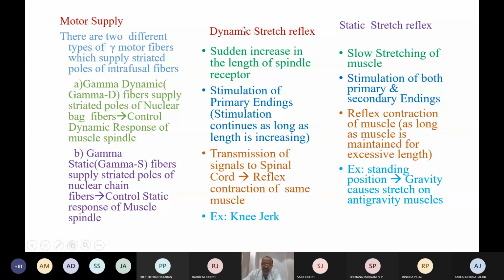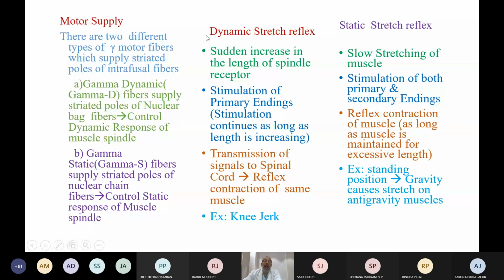What is the dynamic stretch reflex? What is the static stretch reflex? How is the dynamic stretch reflex different from the static stretch reflex? In the dynamic stretch reflex, there is a sudden increase in the length of the muscle spindle receptor. But the static stretch reflex is in association with slow stretching of the muscle.